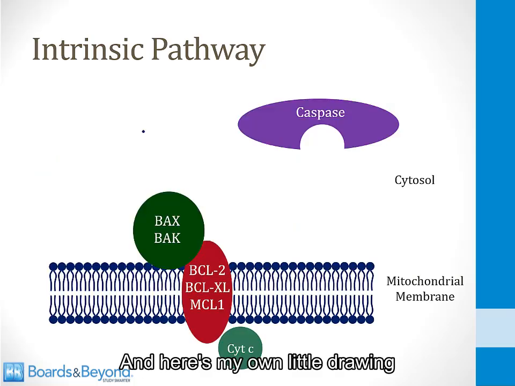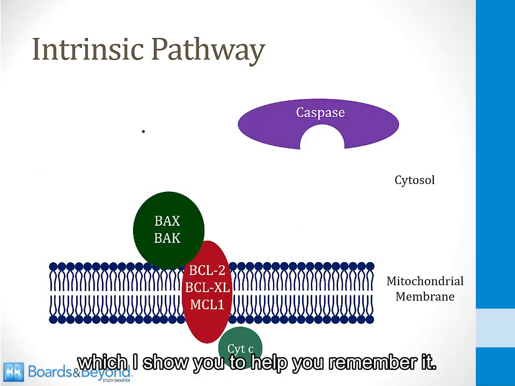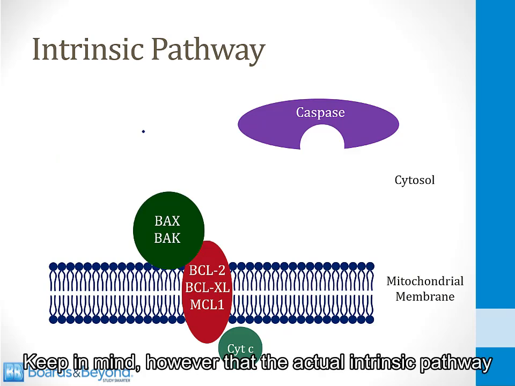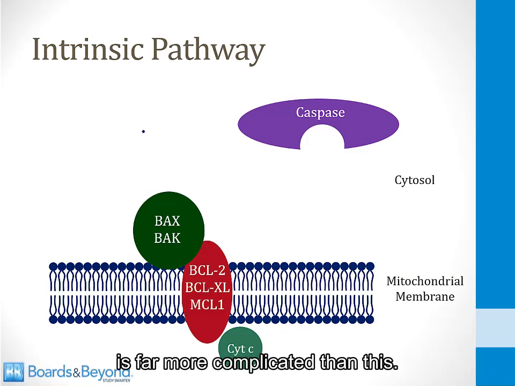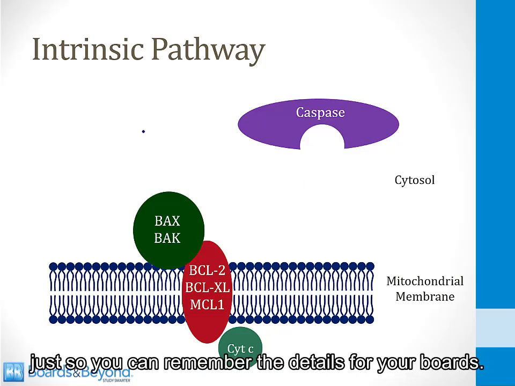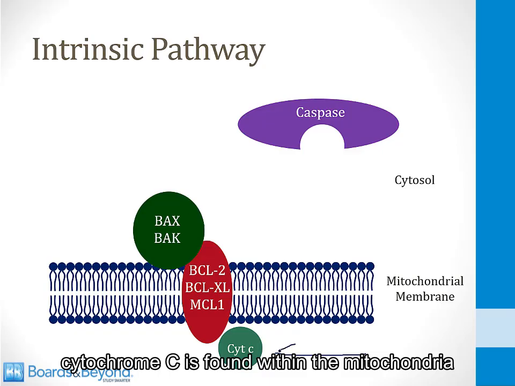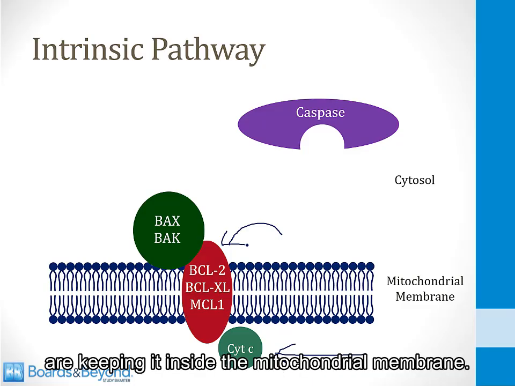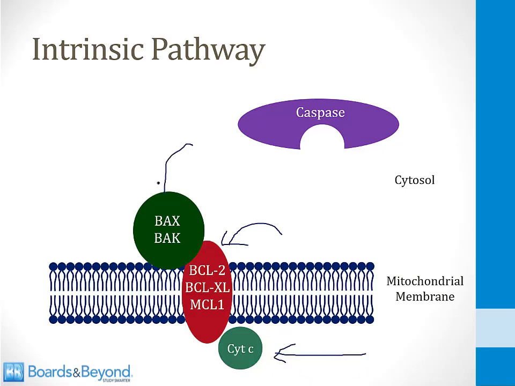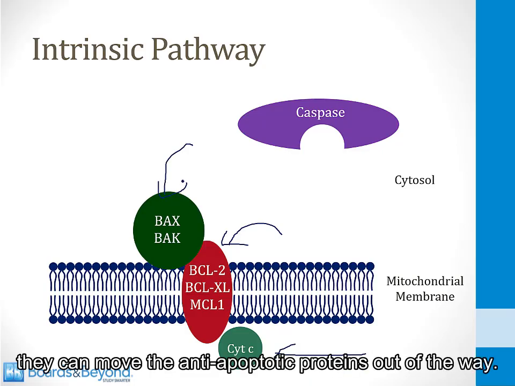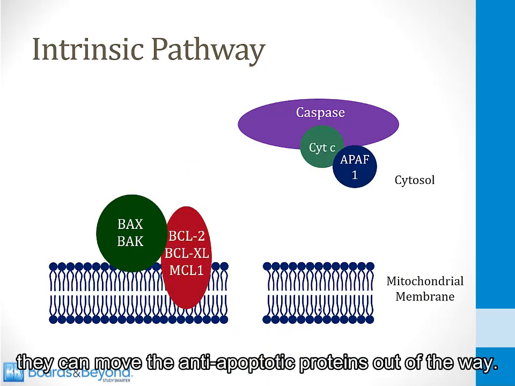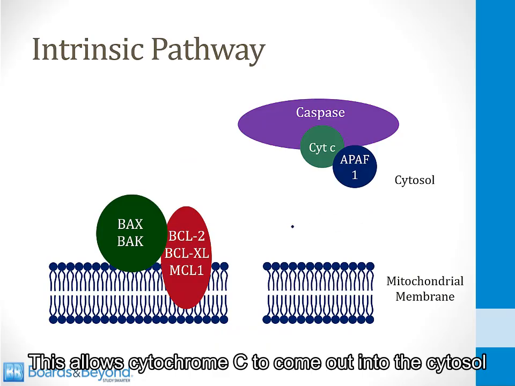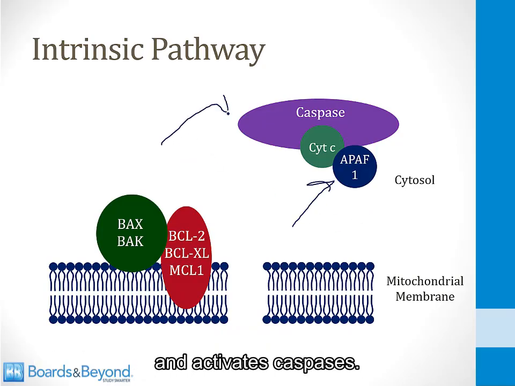And here's my own little drawing of how the intrinsic pathway works, which I show you to help you remember it. Keep in mind, however, that the actual intrinsic pathway is far more complicated than this. This is an oversimplification, just so you can remember the details for your boards. So under normal circumstances, cytochrome C is found within the mitochondria, and BCL2 and other anti-apoptotic proteins are keeping it inside the mitochondrial membrane. If a trigger activates BAX or BAK, they can move the anti-apoptotic proteins out of the way. This allows cytochrome C to come out into the cytosol. It interacts with APAF1 and activates caspases.